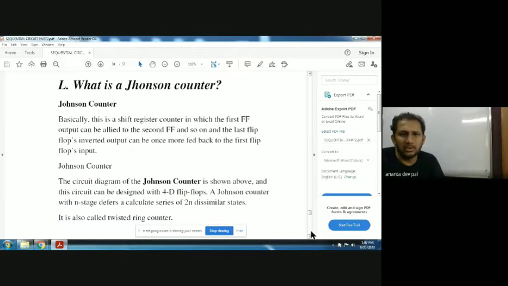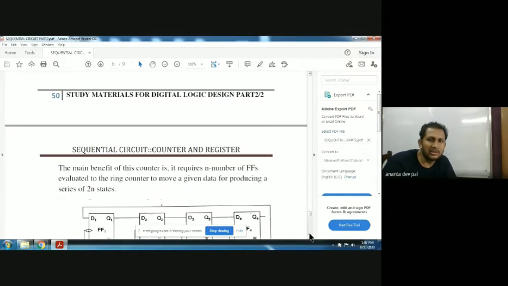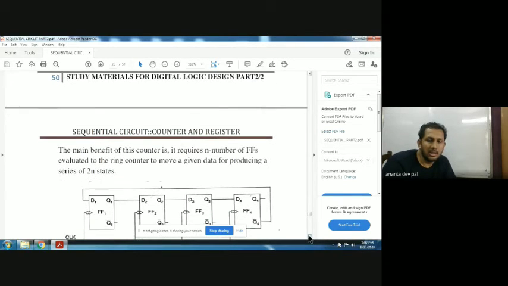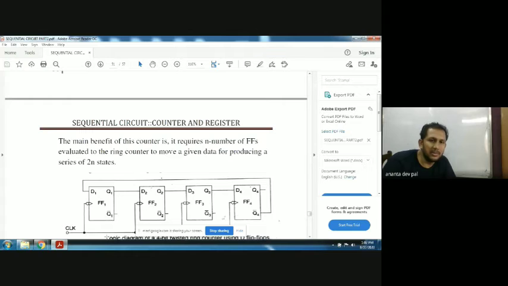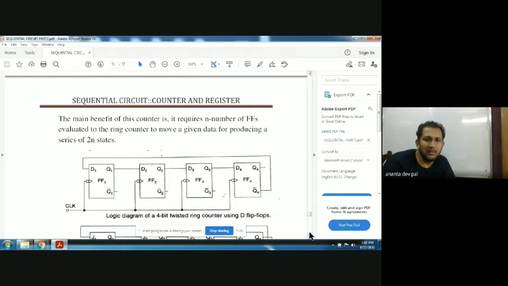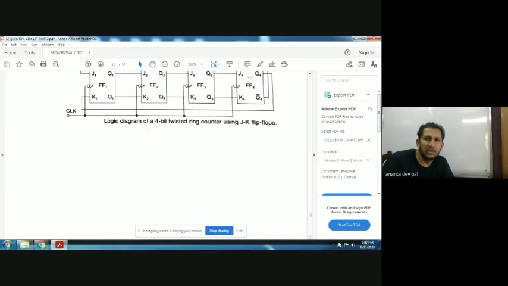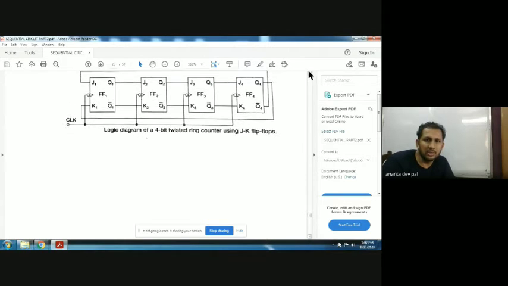Now the Johnson counter. The Johnson counter is a twisted ring counter. The Q bar of the last flip flop is connected to the first flip flop instead of Q. This is the diagram using D flip flops, where the Q bar is connected to the first flip flop. This twisted ring, the Johnson counter, can be designed using D flip flops, and you can also design it using JK flip flops, where Q is connected to K and Q bar is connected to J. This is the construction of the Johnson counter.